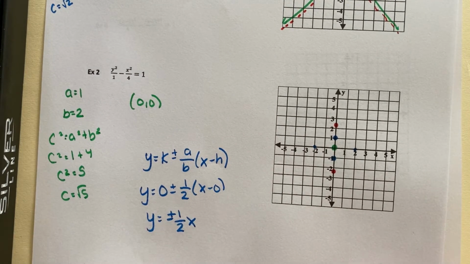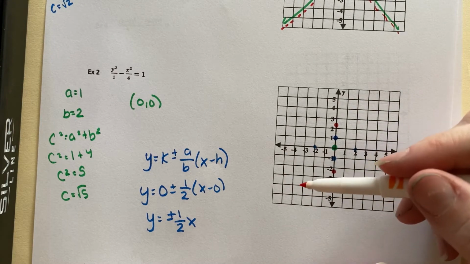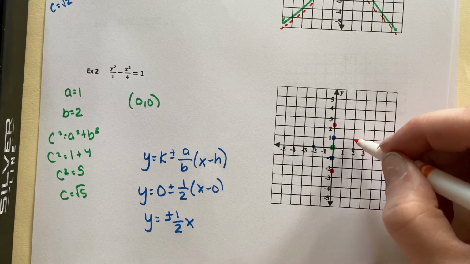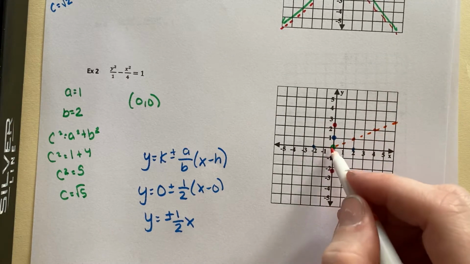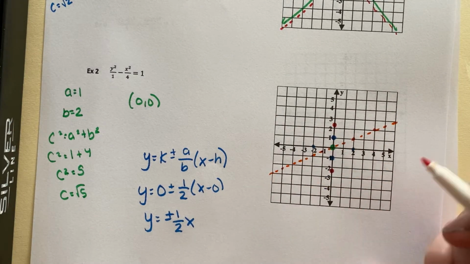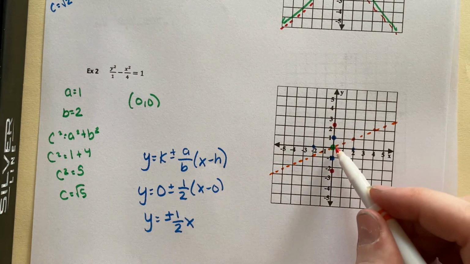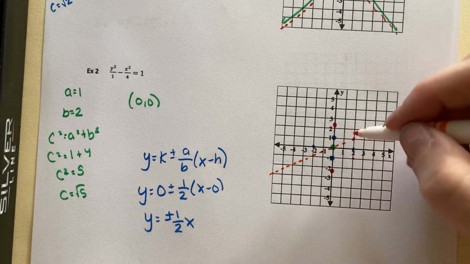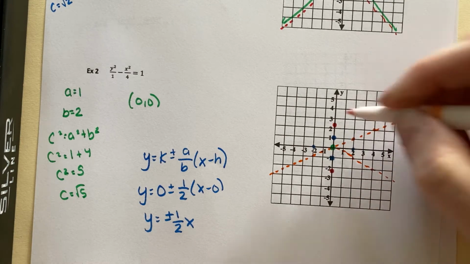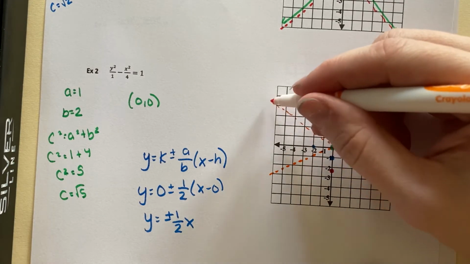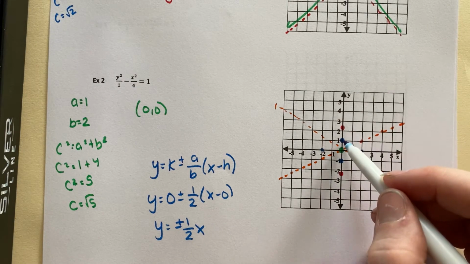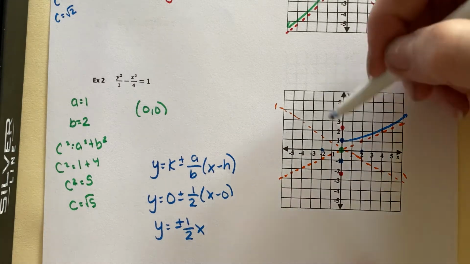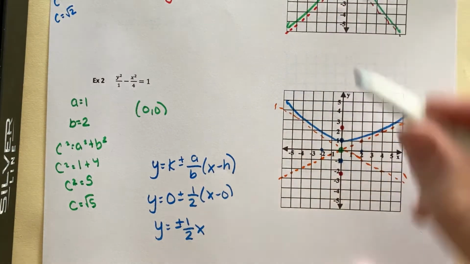So I'm going to graph both lines. I'm going to use a different color. I'm going to use orange here. So the first equation is 1/2 x. So I'm going to go up 1 over 2. Plot my first asymptote. And then negative 1/2 x, down 1 over 2. Plot that one. Now I'm ready to graph my parabola. So I'm going to start at the vertex and draw that in.